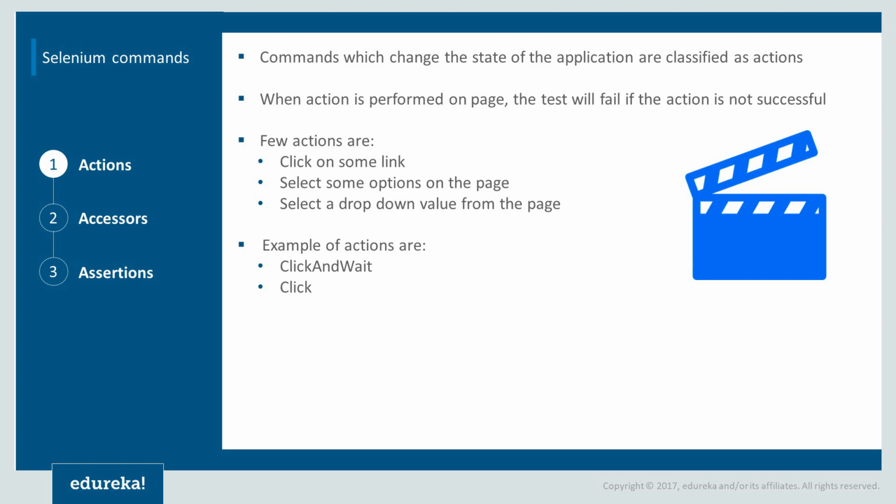When an action is performed on a page, the test will fail if the action is not successful. Like we saw in your Edureka example, when we were not able to click on that particular course, the script was failing, telling us that the CSS element is not available. So these are the basic features of action commands. You can click on some link, you can select some options in the page, you can select from a drop down, or do whatever. Examples of actions that we have provided are click and wait, and also click, right?